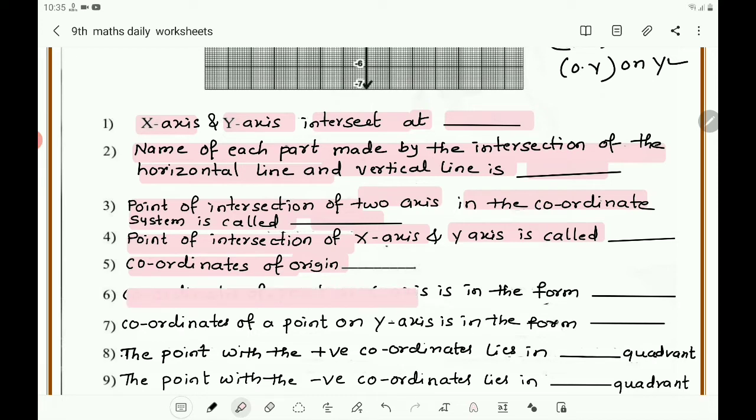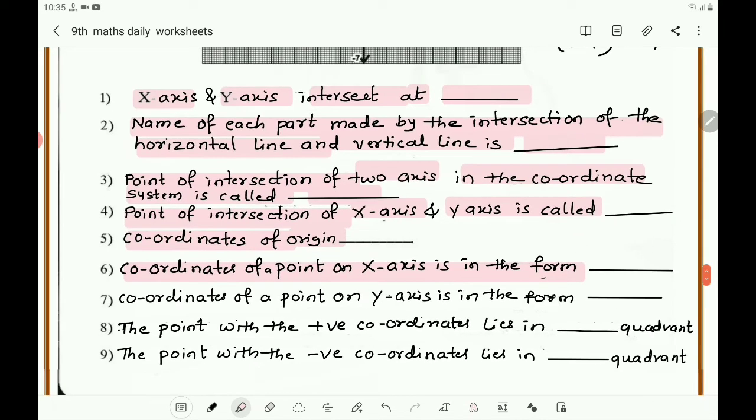Coordinates of a point on the x-axis is in the form dash. Coordinates of a point on the y-axis is in the form dash. The point with positive coordinates lies in dash quadrant. The point with negative coordinates lies in dash quadrant. Here positive coordinates means plus plus, negative coordinates means minus minus. Here we have to mention in which quadrant the point with both positive coordinates lies and the point with both negative coordinates lies. That you have to fill here.